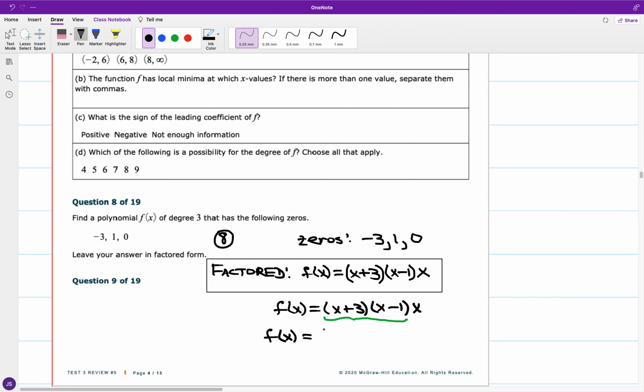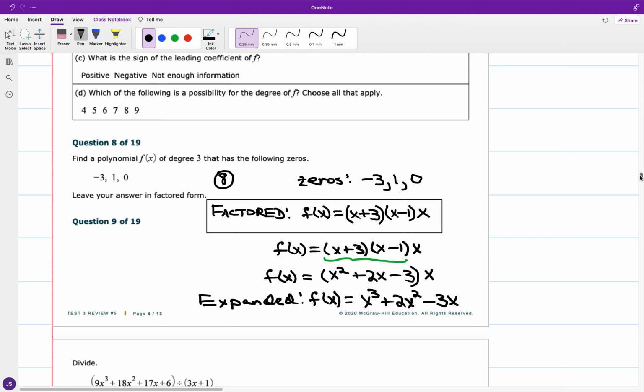okay, so we have f of x, and foiling out x plus 3 and x minus 1, we'll have x squared, outside product is -x, inside we have a positive 3x, added together, so we have 2x, last product, we have a -3, and again that result is going to be multiplied by x, so we have as an expanded expression that f of x is equal to x cubed plus 2x squared minus 3x. Okay, and so if you had to write this out in expanded form, this is one case.